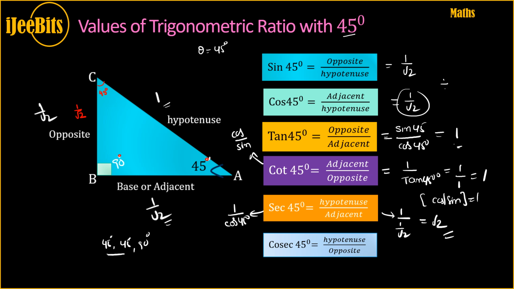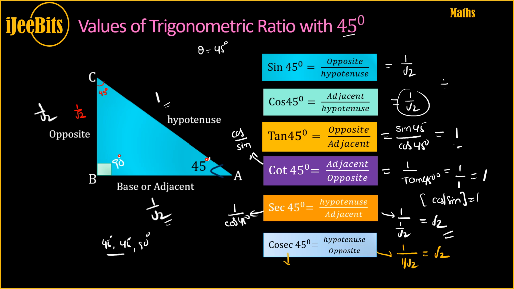Cosecant 45 is the ratio between hypotenuse and opposite, right? So for this triangle, 45 is the angle of elevation, so hypotenuse is 1, opposite is 1 by root 2. What's the value here then? 1 divided by 1 by root 2 is nothing but root 2.